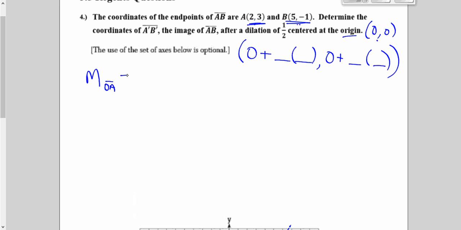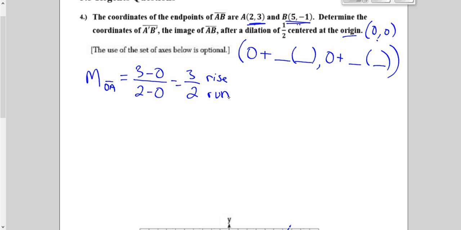So that would be what minus what over what minus what for OA? 3 minus 0 over 2 minus 0. Remember, I'm overcooking this, because on the test, it's not going to be 0, 0. These zeros will be replaced with whatever the coordinates of the new center are on the test. You got me? So that gives us 3 over 2. That's our original rise and our original run.